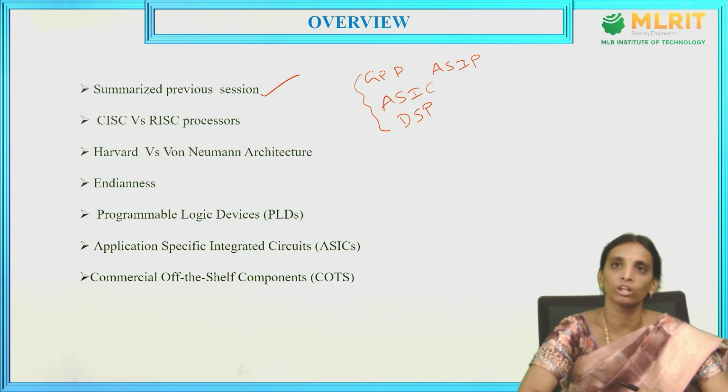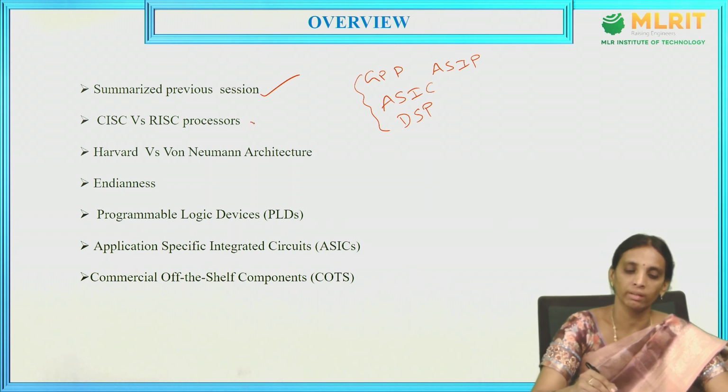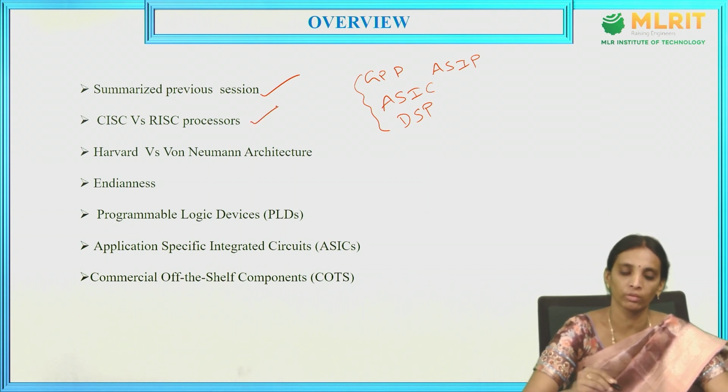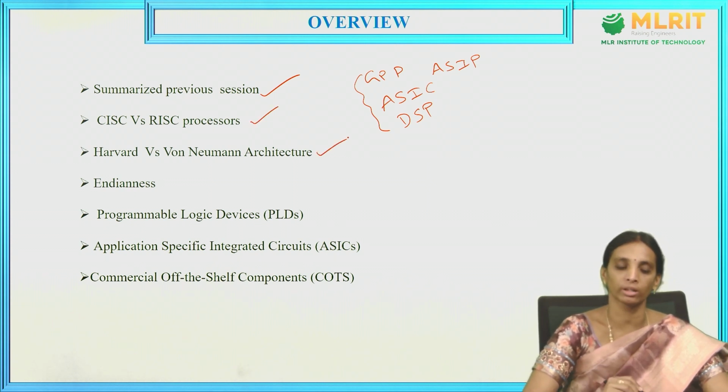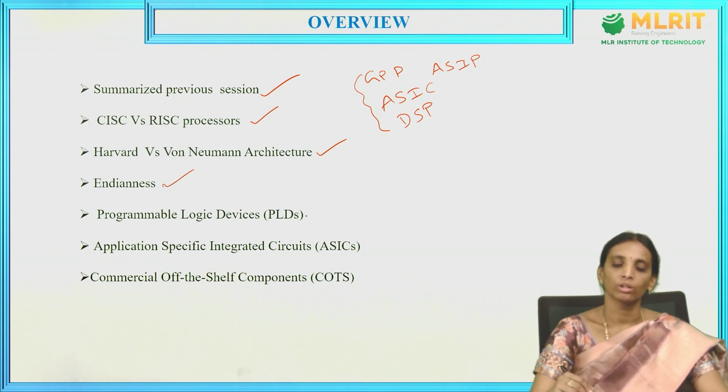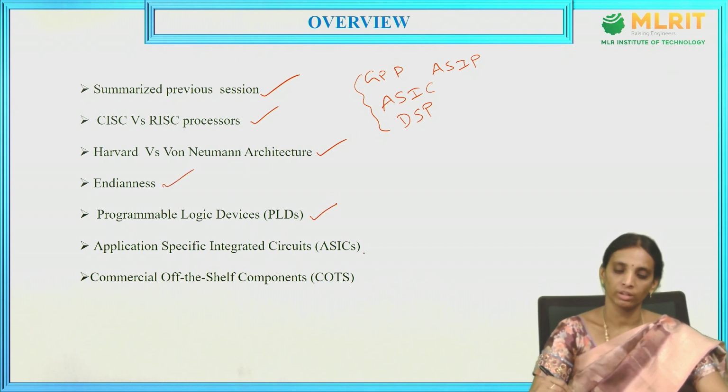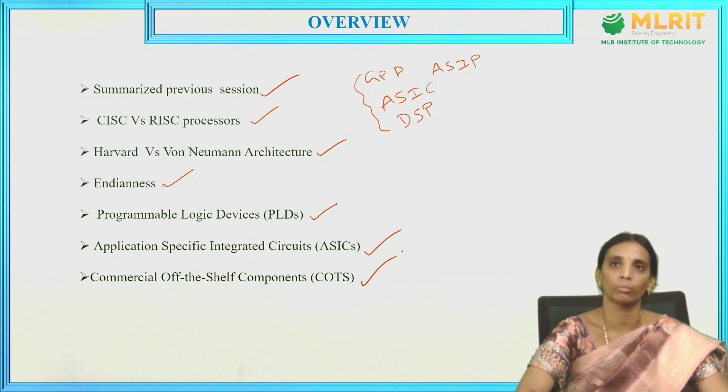In this session, we are comparing different types of processors available in the market, and based on that comparison, how we can select the processor for our embedded system design. The topics are: CISC versus RISC processors, Harvard versus von Neumann architecture, the programmable logic devices, application specific integrated circuits, and commercial off-the-shelf components. These are the topics we are going to discuss in the present session.